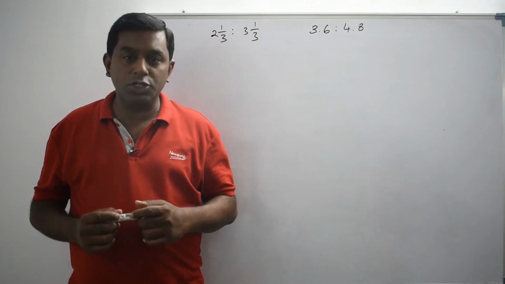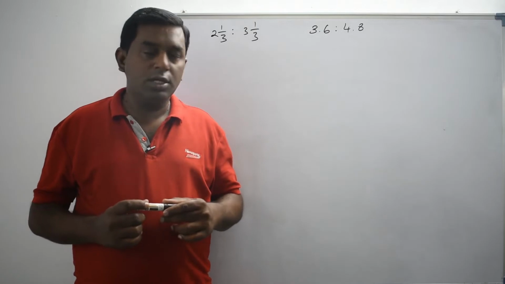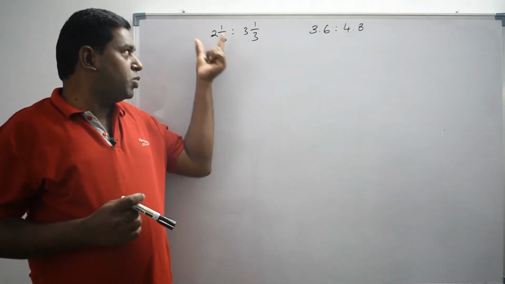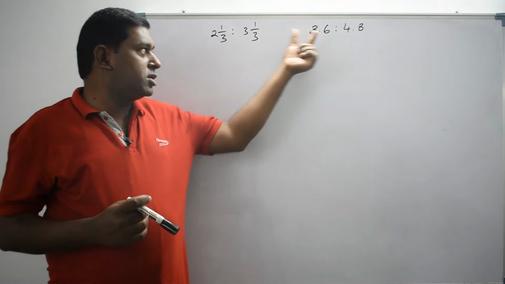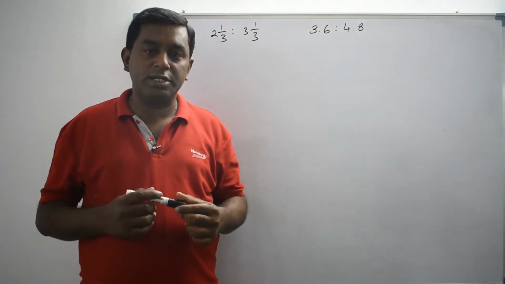How to compare two ratios. There are two ratios. I want to find which one is greater. The first ratio is 2 1/3 is to 3 1/3. The second ratio is 3.6 is to 4.8. I want to find which one is greater.